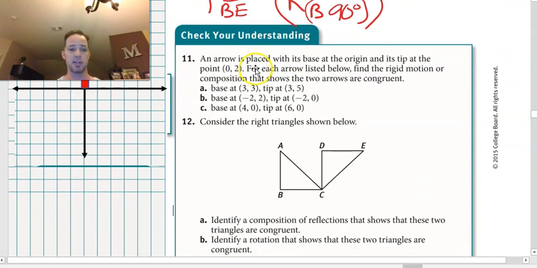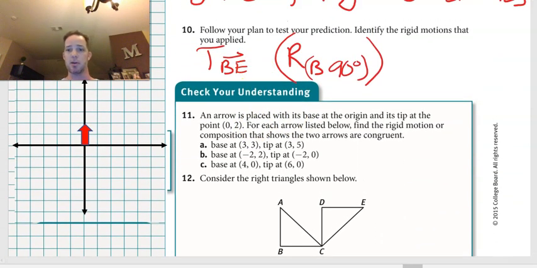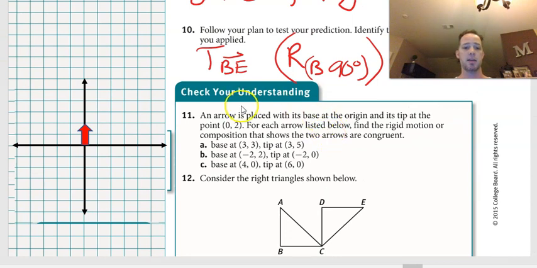Now we have question 11. Let me get this out of the way here a little bit. This is check your understanding. So pause here, try these on your own, see what you can do, and then unpause it when you're ready to check your answers. Hopefully you've tried them by now and we can check our answers. An arrow is placed with its base at the origin and the tip is at 0, 2. So we have the tip up there at 0, 2. For each arrow listed below, find the rigid transformation, composition of rigid transformations that shows the two arrows are congruent.